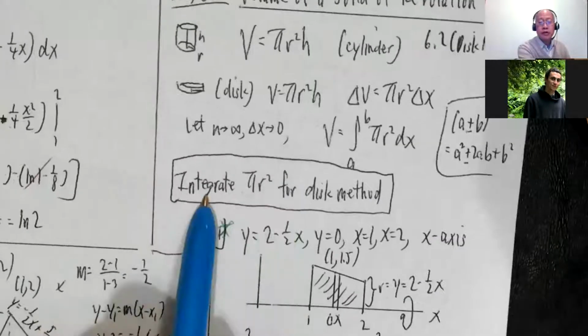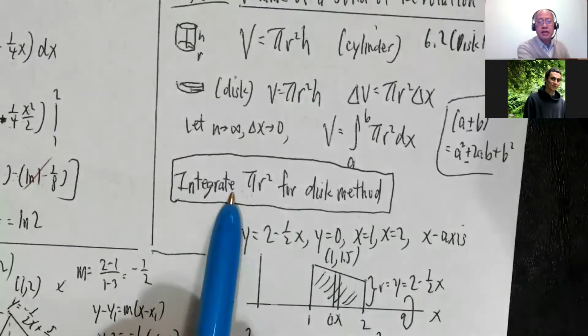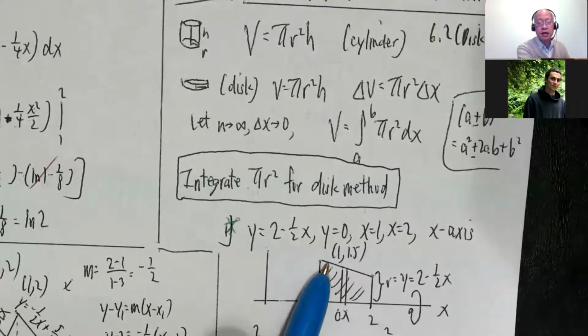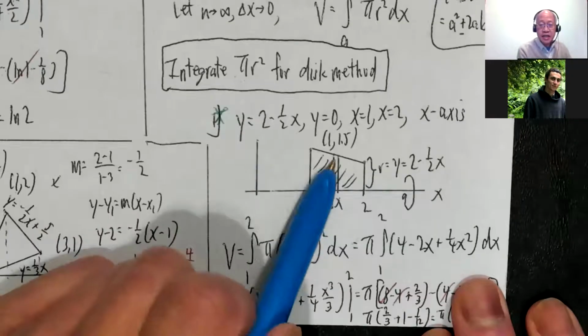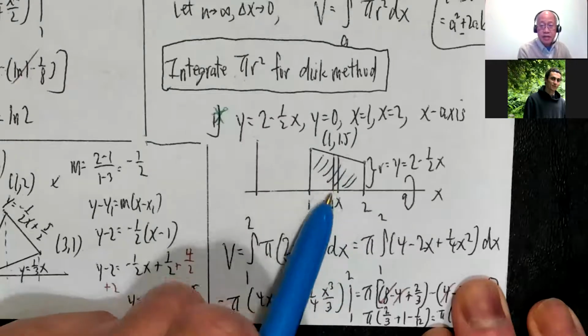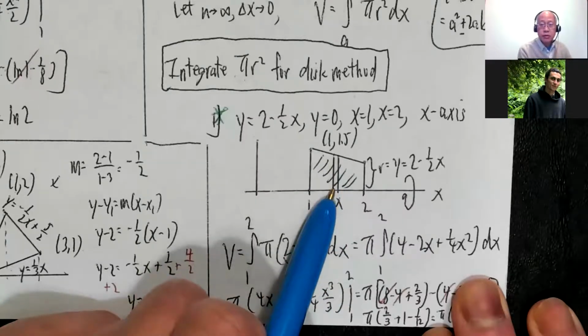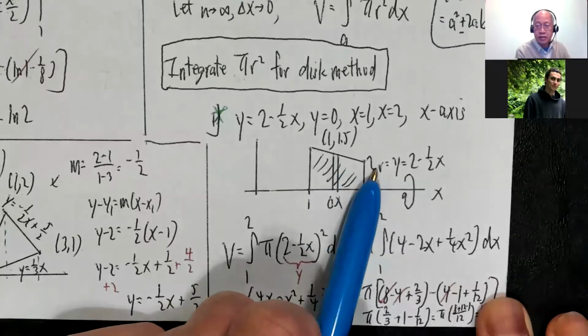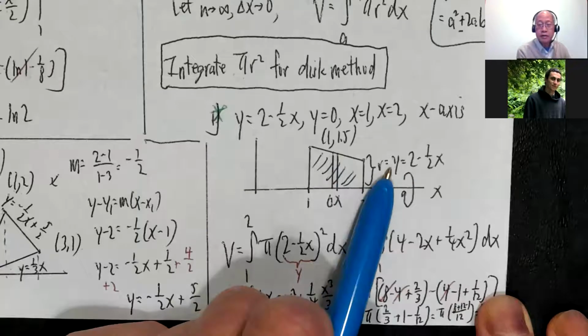So all I do is integrate pi r squared. The trickiest thing here is to indicate what the r is. Now, this first example is pretty easy to find the r, but later on it might be a little bit more difficult. So I take this thing and spin it around the x-axis. The radius is just this. That's what we normally call y. So what I have here is r. If you can't read that, sorry, r is the same as y, which is 2 minus a half x.